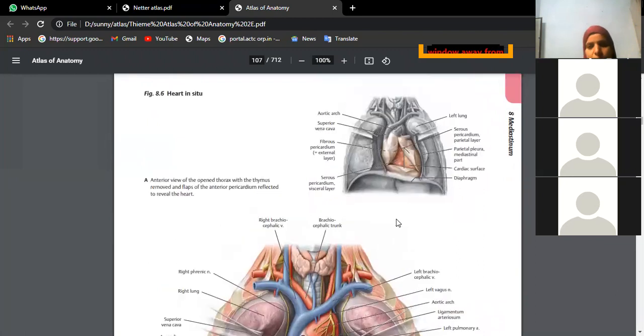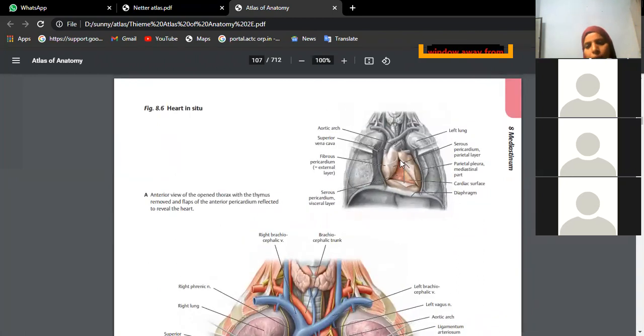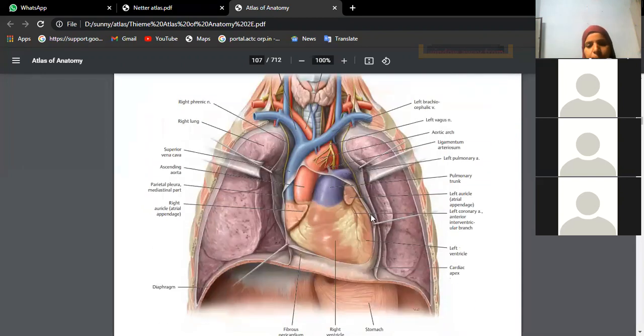Now, once you see this is heart, right? You have to cut the pericardium. You should cut it like a cross symbol, plus symbol, and you just remove the 3 or 4 flaps. Once you remove the flaps of pericardium, you will be seeing the heart. See, the margins of pericardium are exposed here. This is the apex of the heart. This is the base of the heart. This is right border, left border, inferior border.